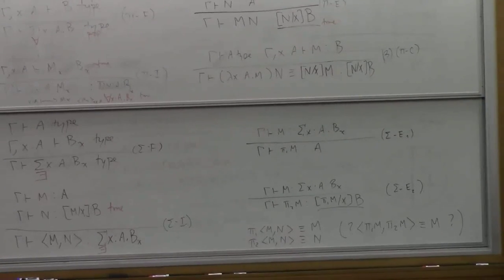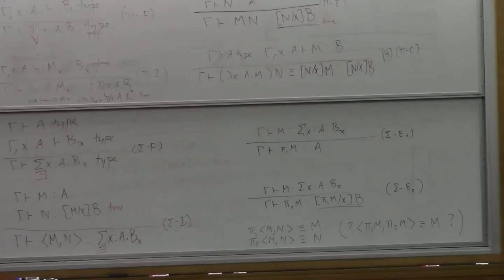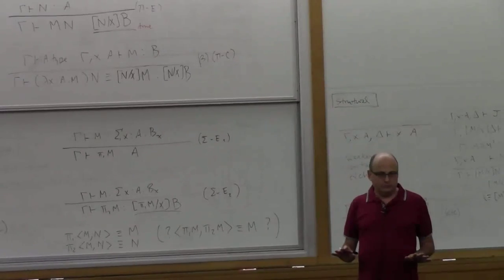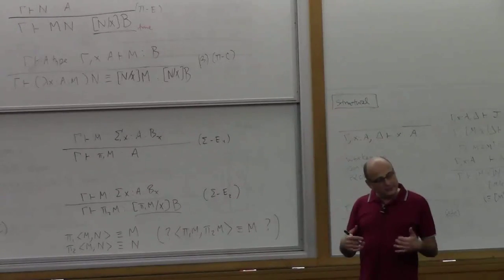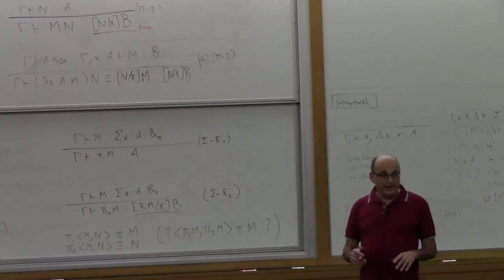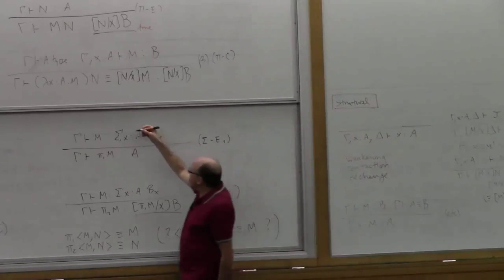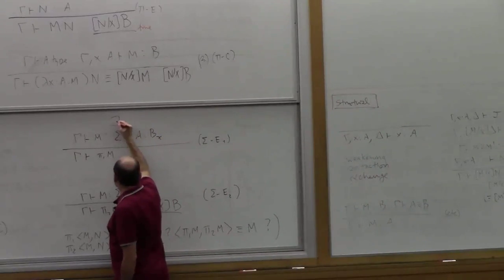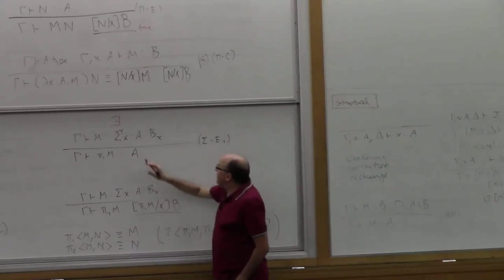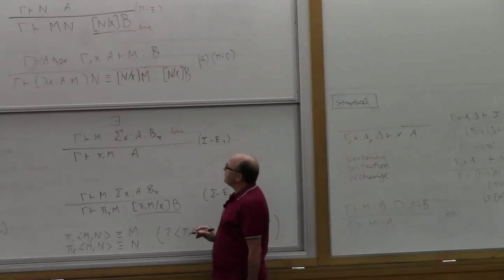So here's a collision point. I'll tell you my point of view. The logic can only be explained as a mode of use of type theory, period. But people have tried to explain it without the benefit of type theory, and you get into trouble. This is a spot where you get into trouble, and I'll tell you why. Suppose we think of this as an existential quantifier.